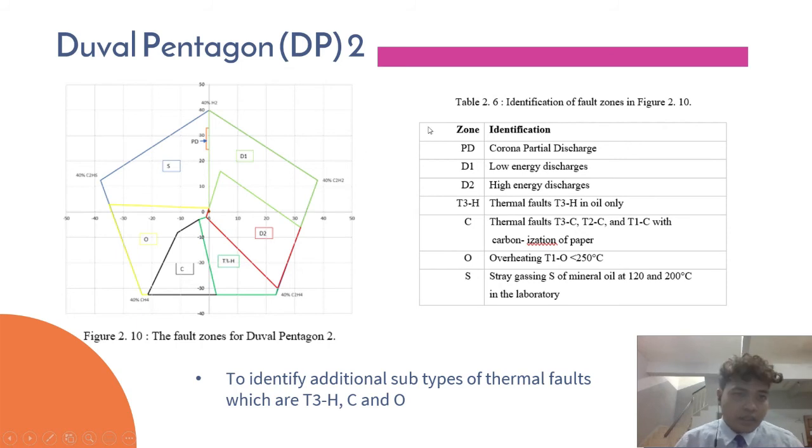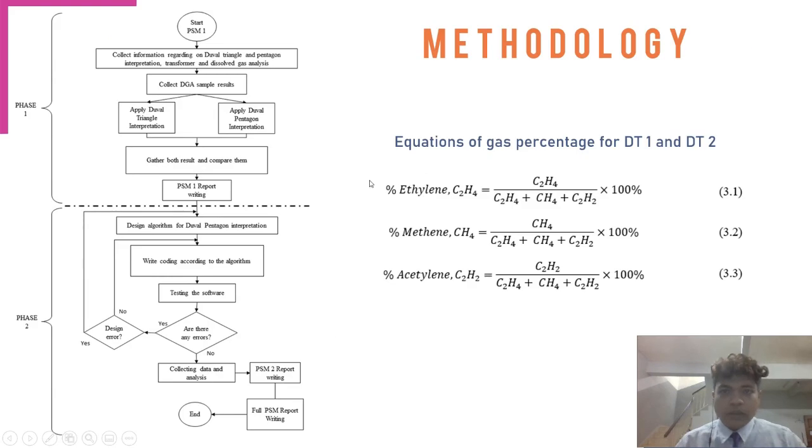Next is DUVAL pentagon 2, DP2. We can see that the DP2 is quite familiar with DP1. However, there is some difference in the region. So we can see that here is different from DP1. I will continue on the methodology. In the flowchart I provided, you can see the process of completing this project from start to the end.